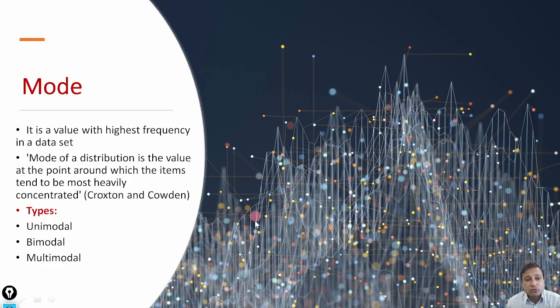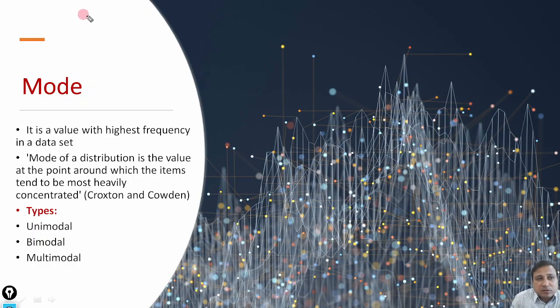Now let me take you to the mode. What is mode? It is the value with the highest frequency in the data set. Mode of a distribution is the value at the point around which the items tend to be most heavily concentrated. This is a definition by Croxton and Cowden. There are different types of mode: unimodal, bimodal, or multimodal.